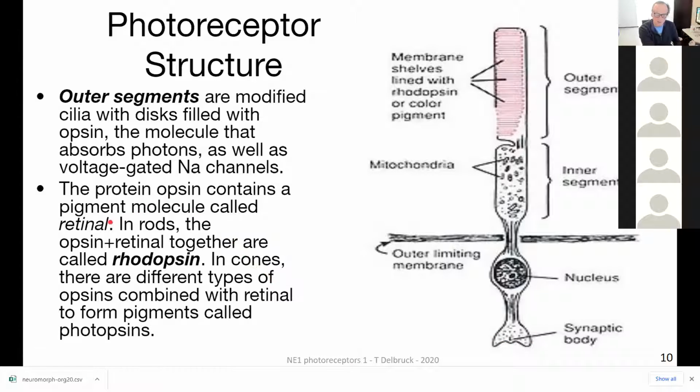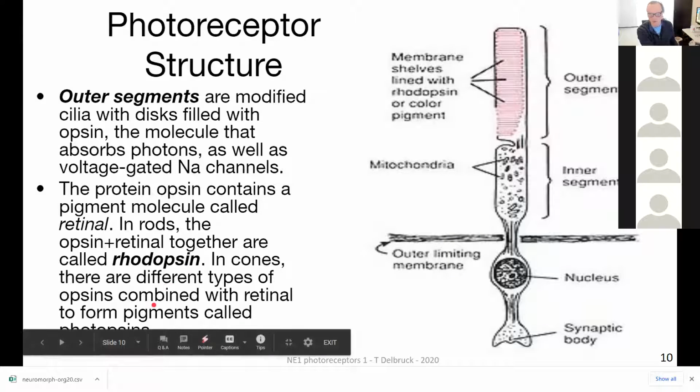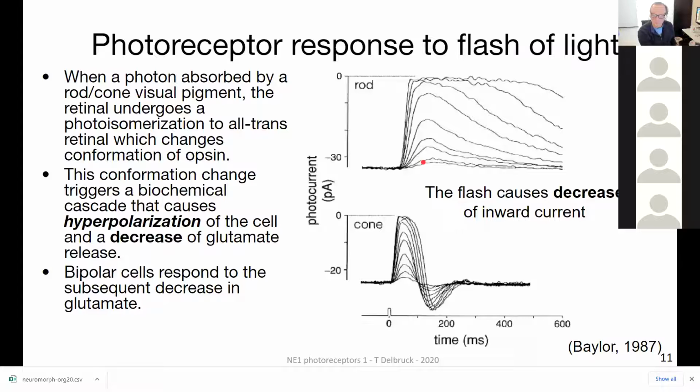So this protein opsin contains a pigment called retinal. In rods, the opsin plus retinal together are called rhodopsin. In cones, there are different types of opsins that are color sensitive. Okay, so here's what it actually looks like. When a photon is absorbed by a rod or cone pigment, the retinal undergoes a photoisomerization to all-trans retinal, which changes the conformation. This conformation change triggers a biochemical cascade that causes hyperpolarization of the cell and a decrease of glutamate release at the synapse.